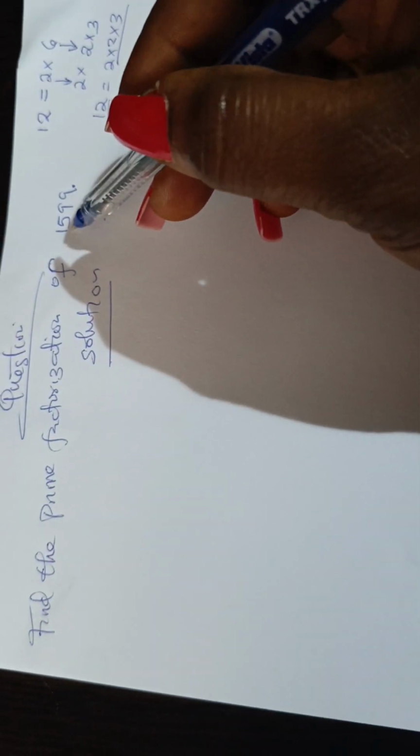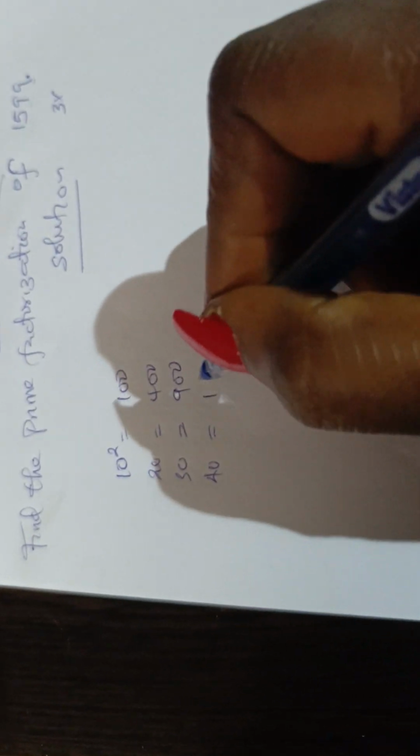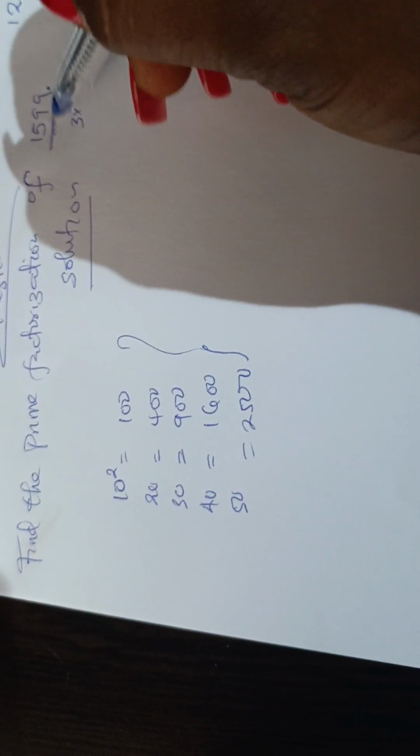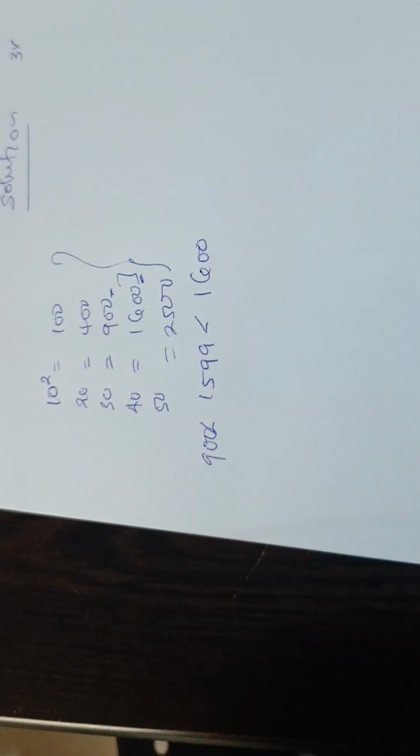Since this number is in thousands, I want us to recall some squares. 10 squared is 100, 20 squared is 400, 30 squared is 900, 40 squared is 1600, 50 squared is 2500. Now if we take a look at this, the number 1599 lies between 900 and 1600.